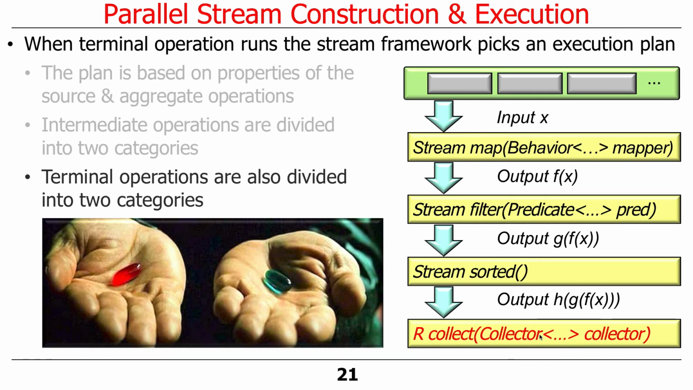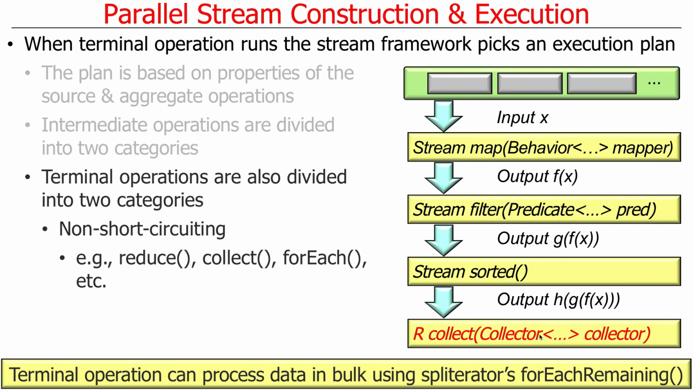Likewise, terminal operations are also divided up into two categories. So we have the so-called non-short-circuiting terminal operations like reduce, collect, for each ordered. And these can be optimized by processing them in bulk using the for each remaining method on a splitterator. And we talked about this earlier, but you may have forgotten. For each remaining just basically says, go through the splitterator and just do all the processing in one bulk operation. And that'll work if it's not short-circuiting because you just keep going till the end, right?